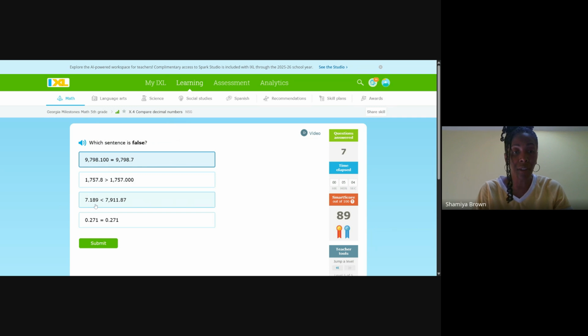Then this one says 7 and 189 thousandths is less than 7,911 and 87 hundredths. Well, this number is bigger than this number. So they're saying that this number is less than this. That is true. So I won't select that one because I'm selecting the ones that are false. And this says that these two numbers are equal. And that is true because these are the exact same numbers. So that one would not be false. So this is the only one that's false.